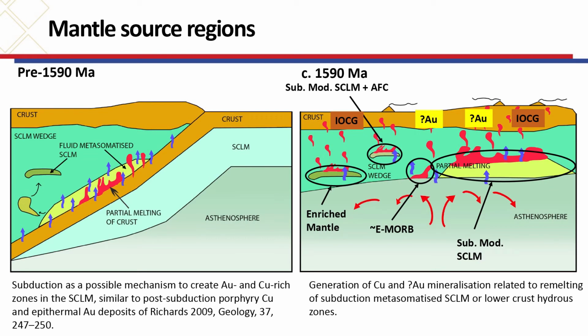It's possible that these previous subduction events are mechanisms to create copper and gold-rich zones within the subcontinental lithospheric mantle, and so it's possible that when these mafic rocks were partially melted, if they were hydrous and fertile, they're capable of remobilising copper and gold into the upper crust and potentially forming the iron oxide copper gold and gold mineralisation that we see in the Gawler Craton. This is still something that we're working through, and this is just one of the ideas that we're putting out there for this model.